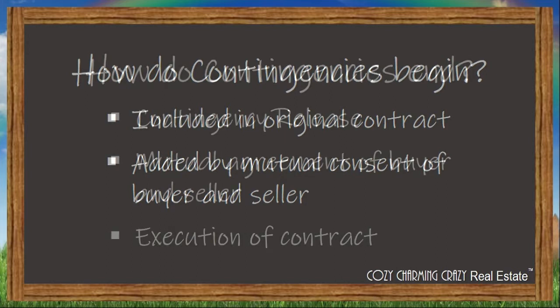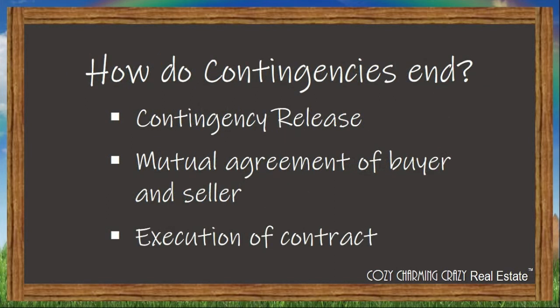So how do they end? Most commonly, contingencies are released by signing a contingency release form. The buyer and the seller both sign, saying that the situation or inspection or whatever the contingency is, the conditions have been met, and so that contingency can be released or ended. Or it could be that during escrow, the buyer and seller, by mutual agreement, modify the contract just to get rid of the contingency because they find they don't really need it.